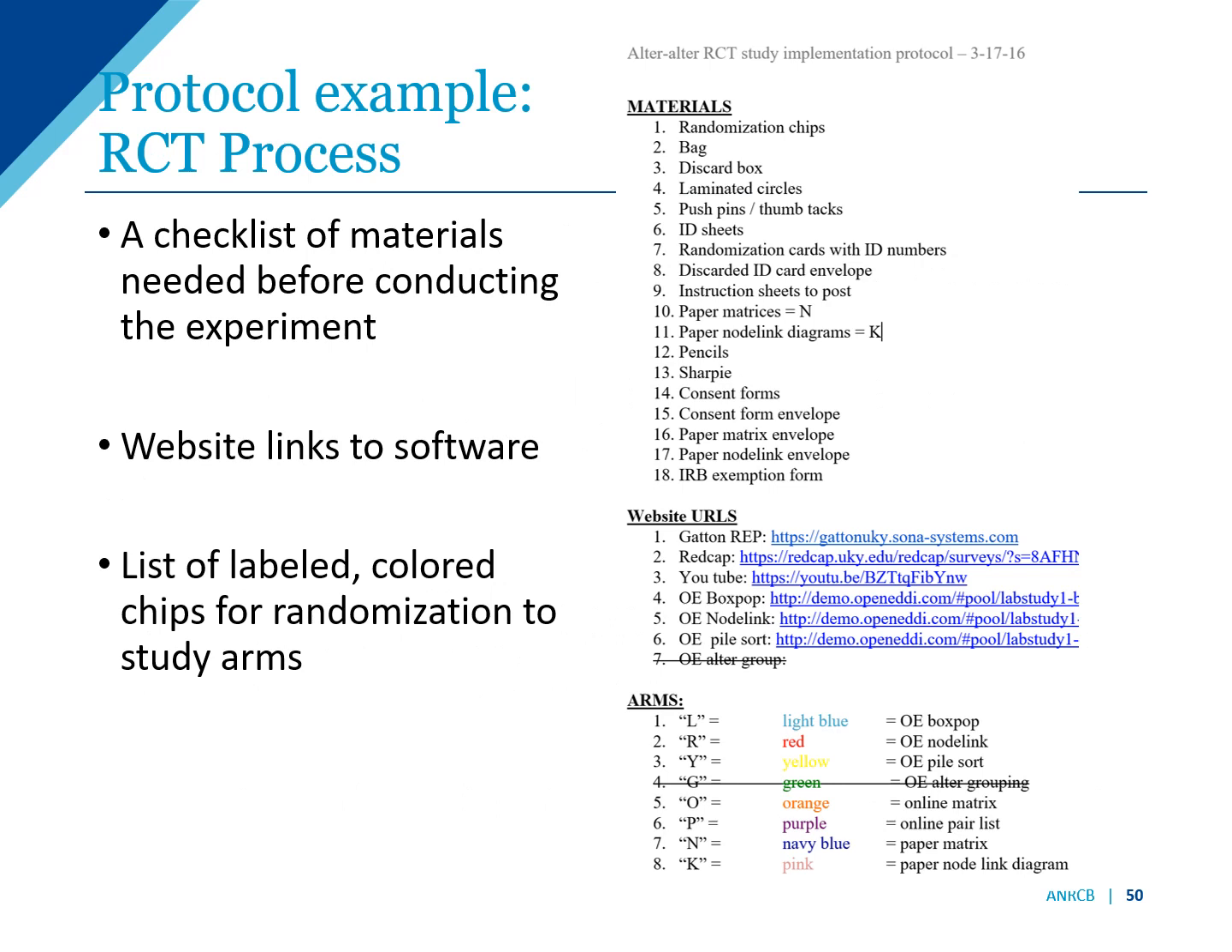Here's an example of a protocol for how to carry out a randomized controlled trial. The protocol first consists of a list of all materials needed to conduct the experiment, URLs or website links to all software or information needed to conduct the study, and in this case, a list of the study arms and the color and code on the chips that are assigned to those study arms for non-replacement randomization to study groups.